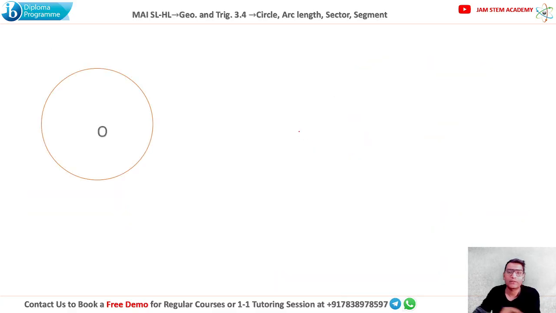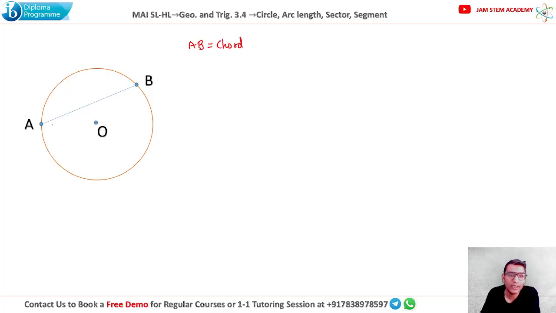Okay, let's solve some questions on that. Consider a circle having the center O, and A and B are any 2 points lying on the circumference of the circle. Let's join them. So AB, what is that? AB is called a chord. Here, this AB is a chord of the circle.